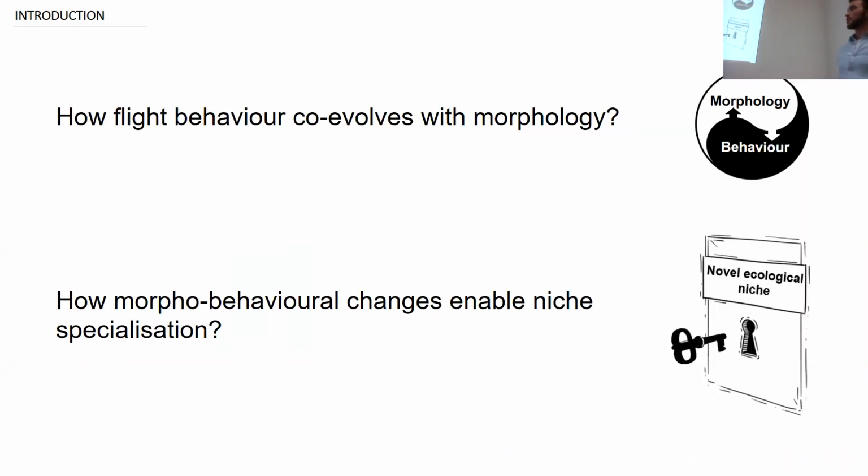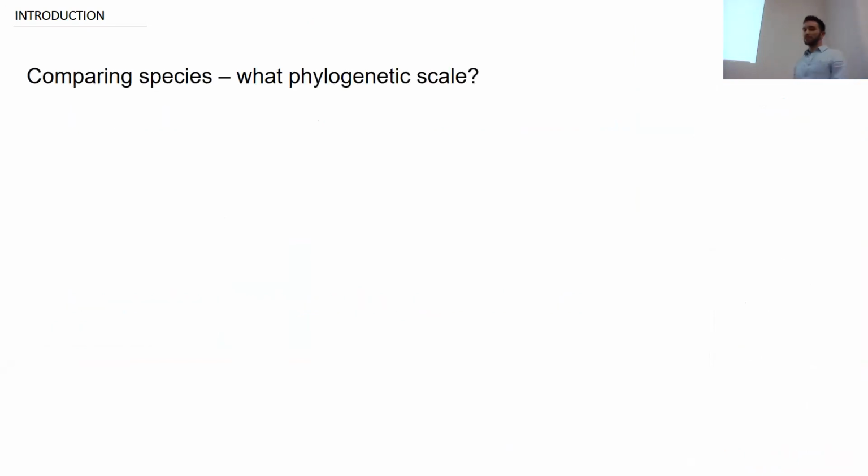I asked two main questions: how flight behavior co-evolves with morphology, meaning how morphology and behavior influence each other during evolution, and how these changes can enable novel ecological opportunities. How this may kind of unlock novel niche specialization. To answer these questions, I mostly used a comparative approach, but not all comparisons are similarly informative.